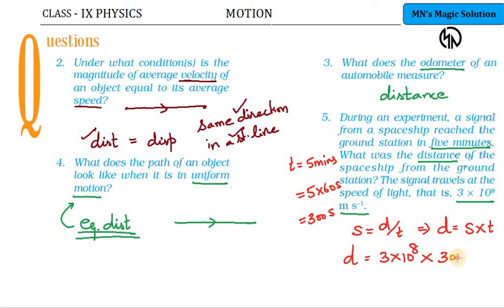So 300 seconds is the time we mention here, and this is meter per second. So multiplying, you will get the answer in meters. How many meters will it be? 3 into 3 is 9 into 10 power. Here 10 power 8 is already there, and since there are two zeros, it becomes 10 power 10. In meters you can write.